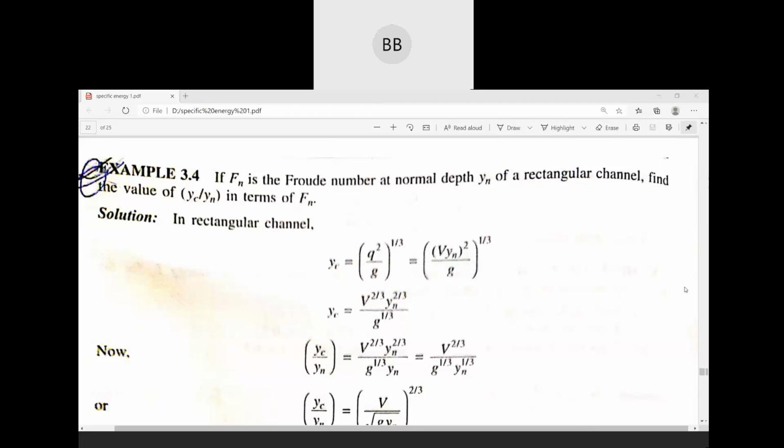Okay, then we move on to our next numerical. Kindly write down the equation of the next numerical.